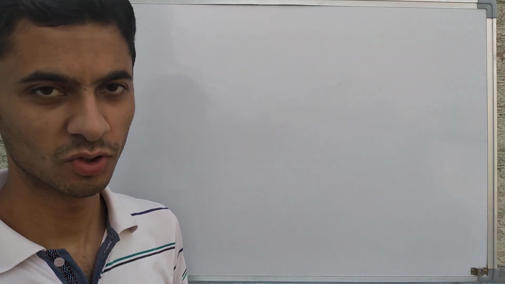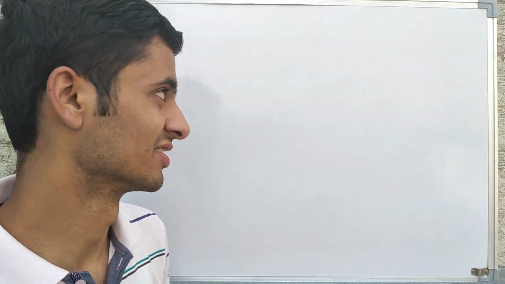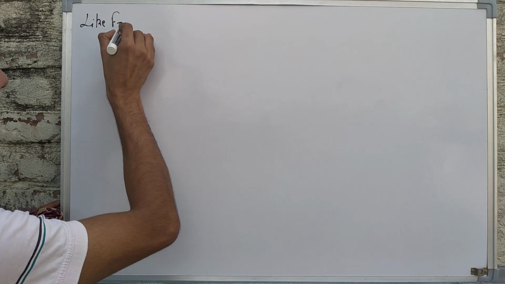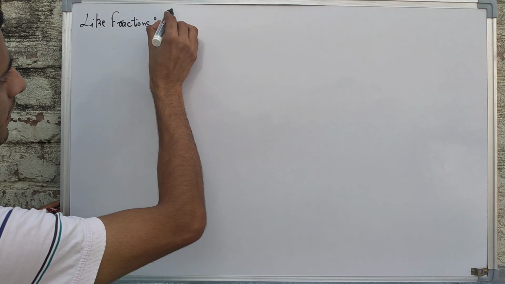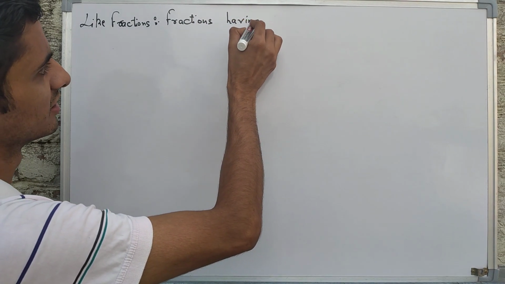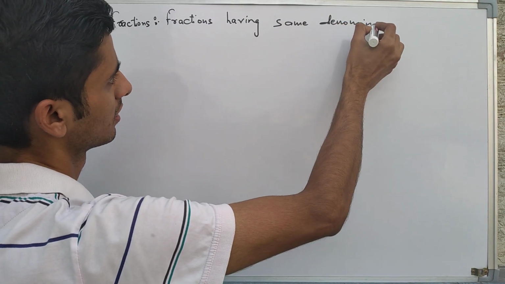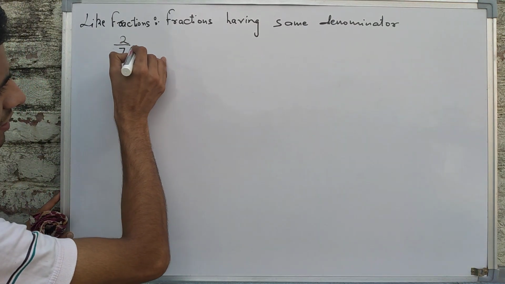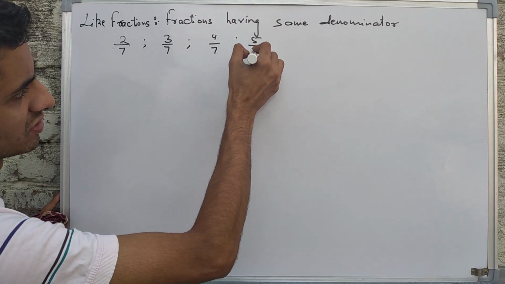Now let us have a look at one more concept, that is of like fractions and unlike fractions, and comparing these like and unlike fractions. Like fractions. What are like fractions? Fractions having same denominator are called like fractions.